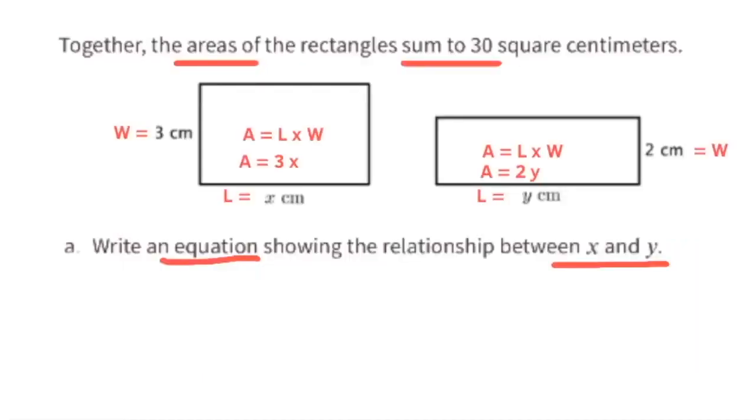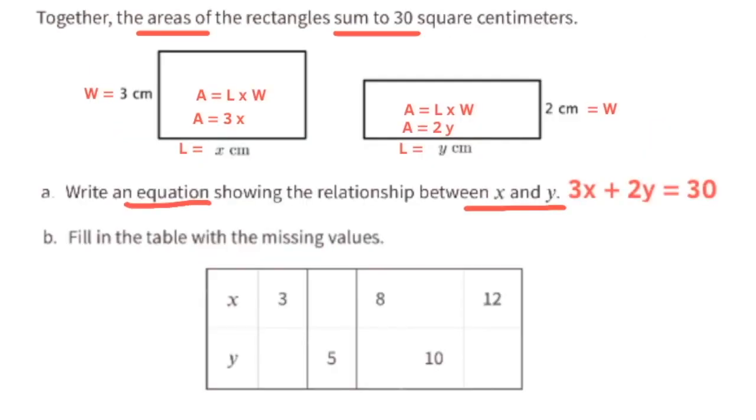To write an equation showing the relationship between x and y, we can take the 3x from the rectangle on the left and the 2y from the rectangle on the right and write the equation as follows. 3x plus 2y equals 30. Now we know it equals 30 because the information at the top of this problem says the area of the sum of the two rectangles is 30 square centimeters.